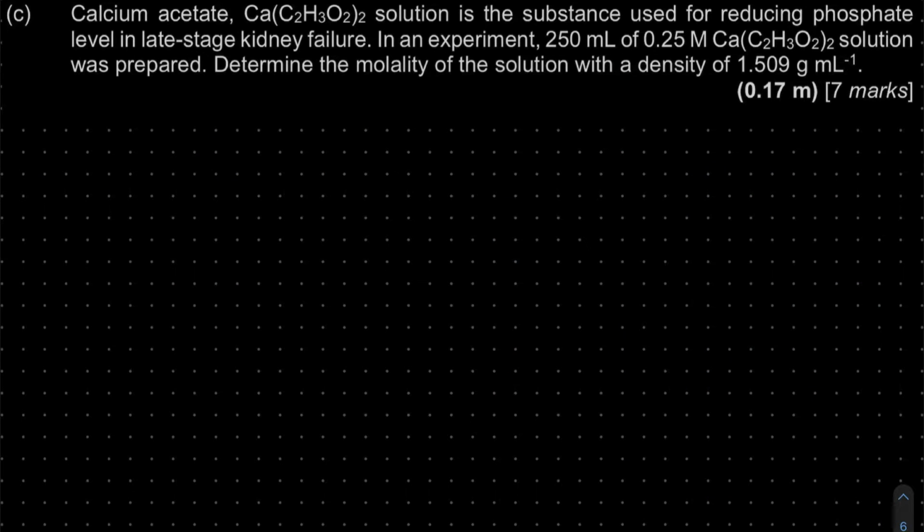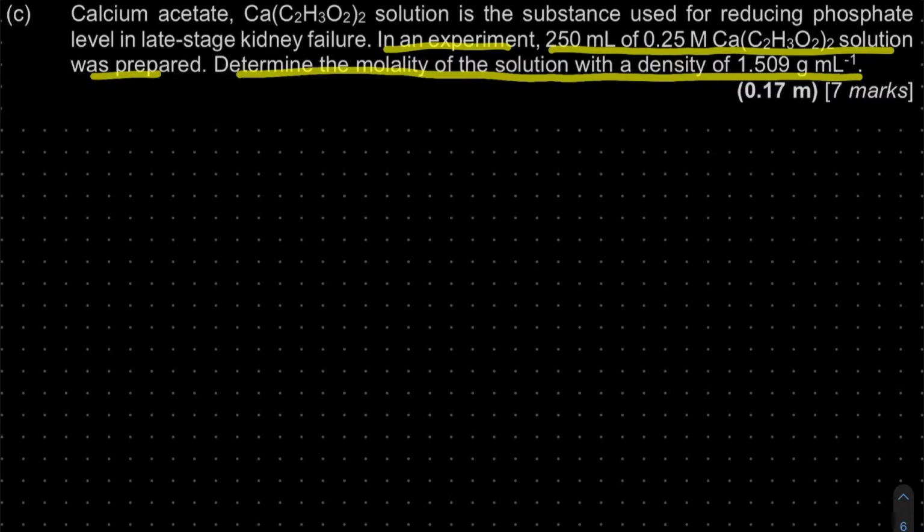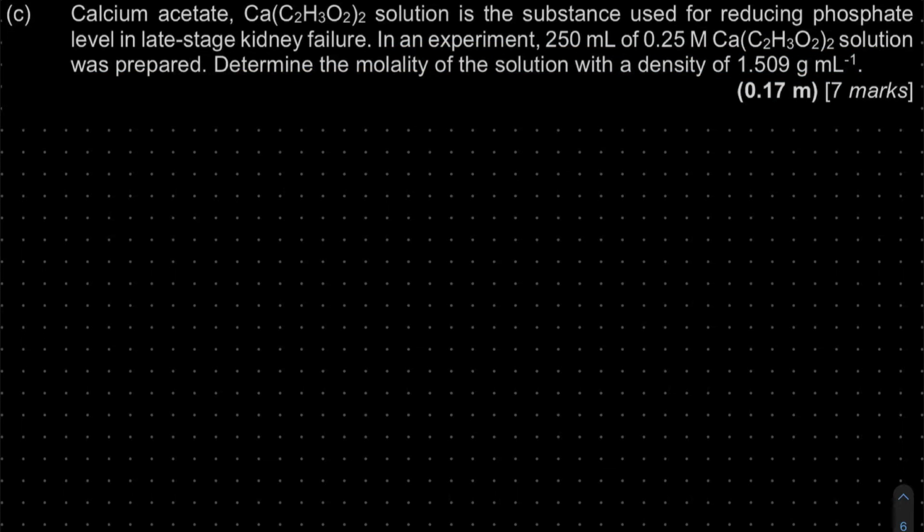Now for question 1C, calcium acetate, CaC2H3O2 solution, is the substance used for reducing phosphate level in late stage kidney failure. In an experiment, 250 ml of 0.2 molar of the solution was prepared. Determine the molality of the solution with a density of 1.509 gram per milliliter. For this question, the wording is a bit tricky, so that's why it's very important.